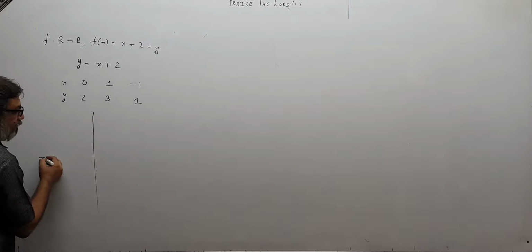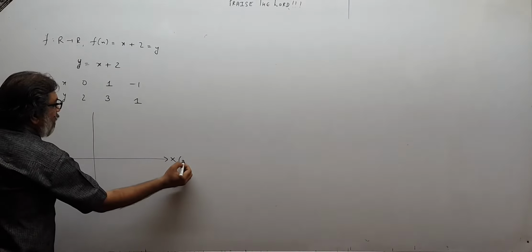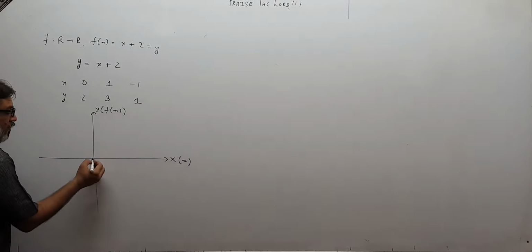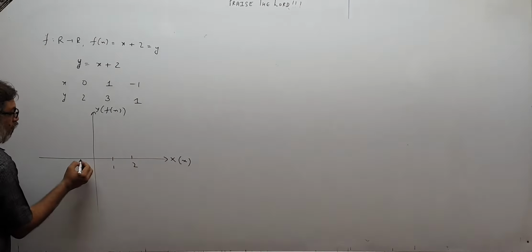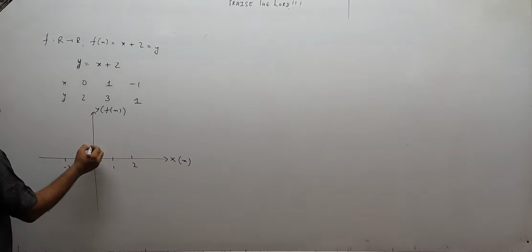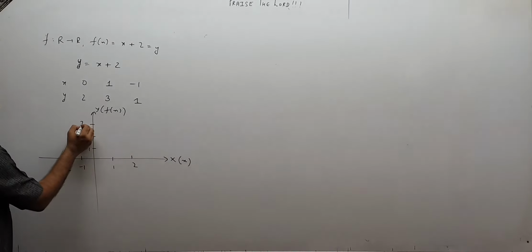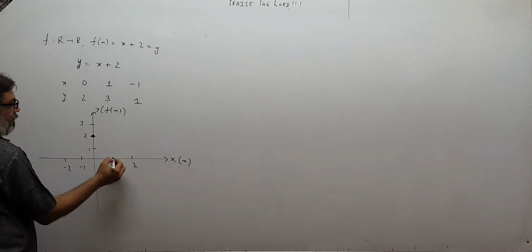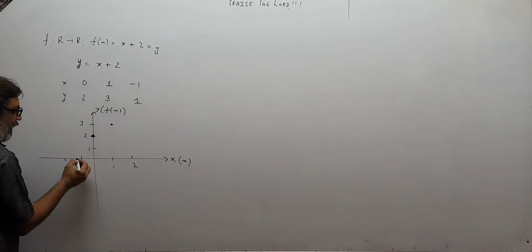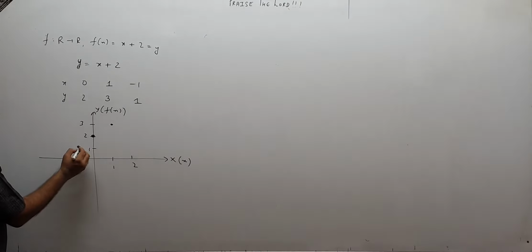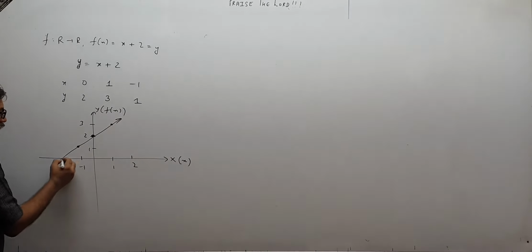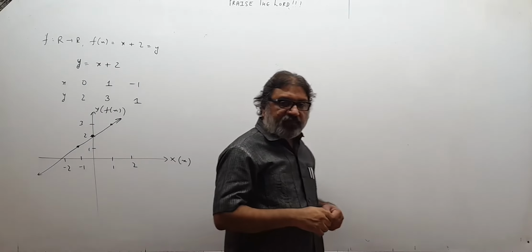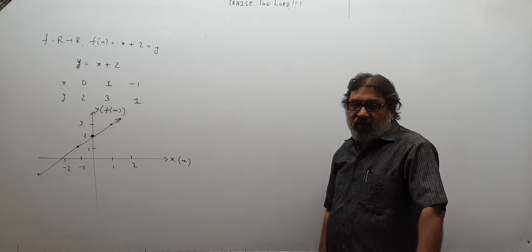We take 3 points. This is x. This is y. So here f(x). So 1, 2, minus 1, minus 2. 1, 2 and 3. 0 and 2. 1 and 3. Minus 1 and 1. So this is your graph, a straight line as we expected. Rough sketch. So this is the graph of a straight line, f(x) equal to x plus 2.